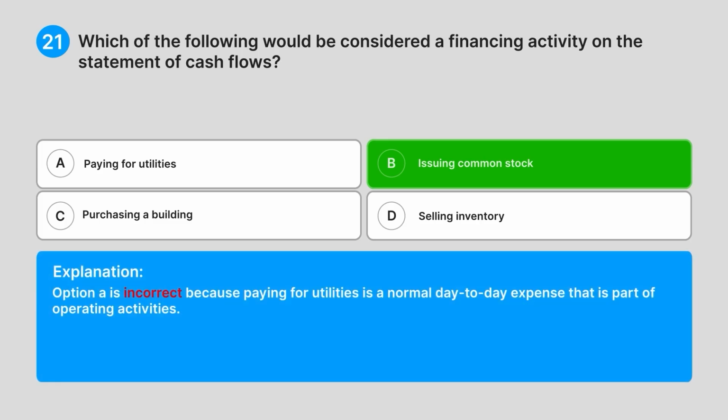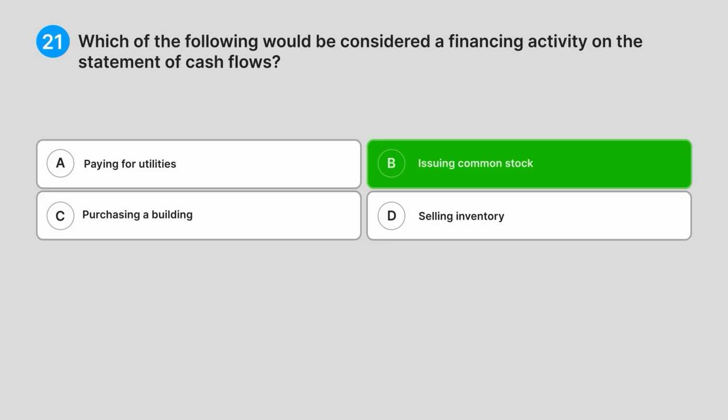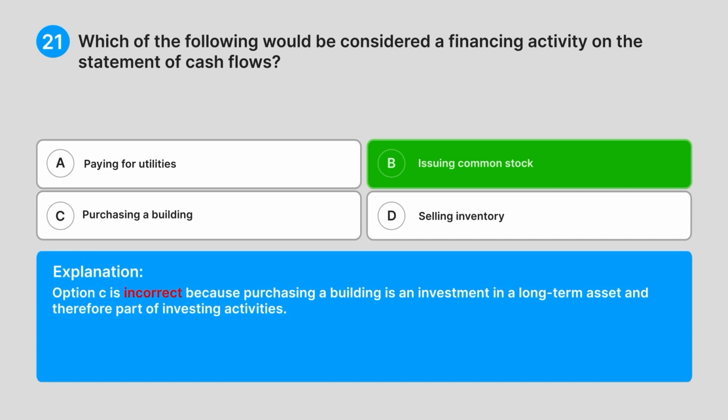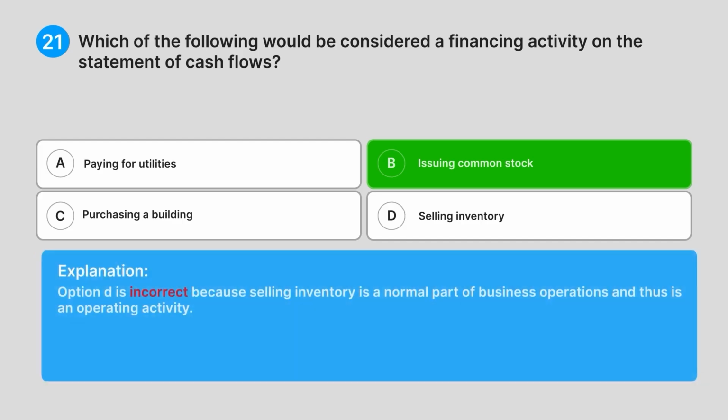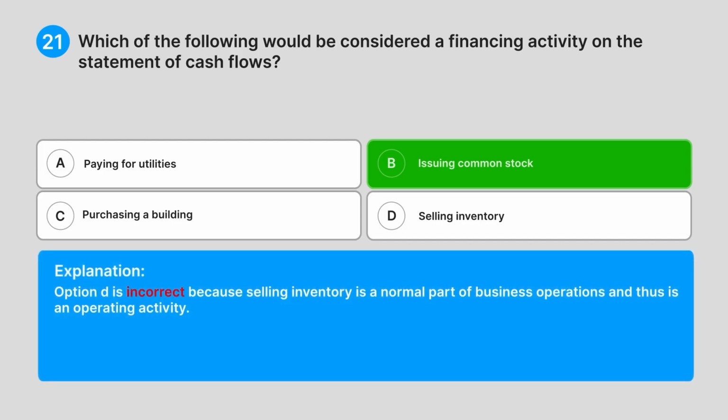Option A is incorrect because paying for utilities is a normal day-to-day expense that is part of operating activities. Option C is incorrect because purchasing a building is an investment in a long-term asset and therefore part of investing activities. Option D is incorrect because selling inventory is a normal part of business operations and thus is an operating activity.